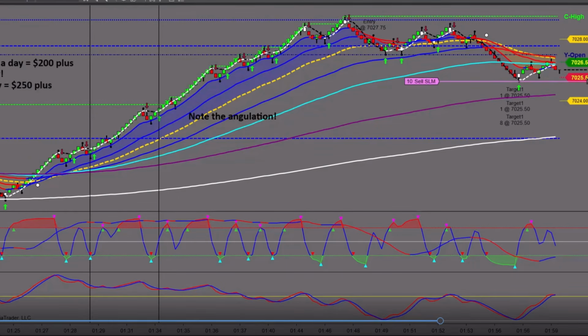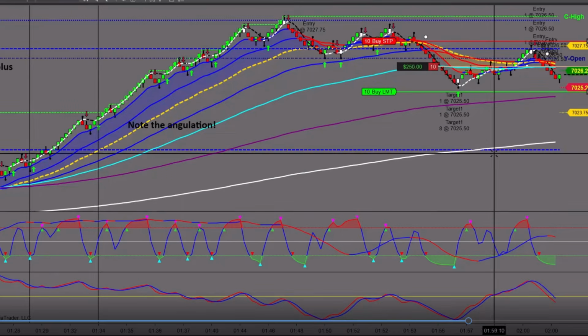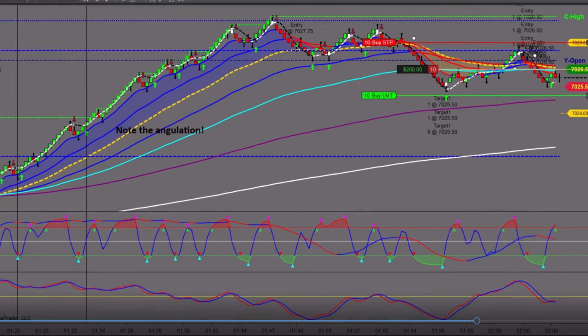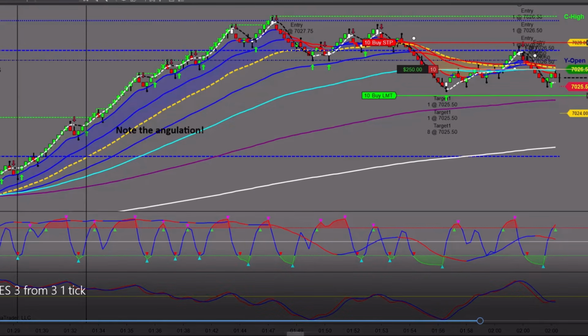Okay, so let me just move this along a wee bit here, so we can see here we actually rallied up. I would have had to lift my stop up because we didn't get a bounce until here. Now sorry about little cough.